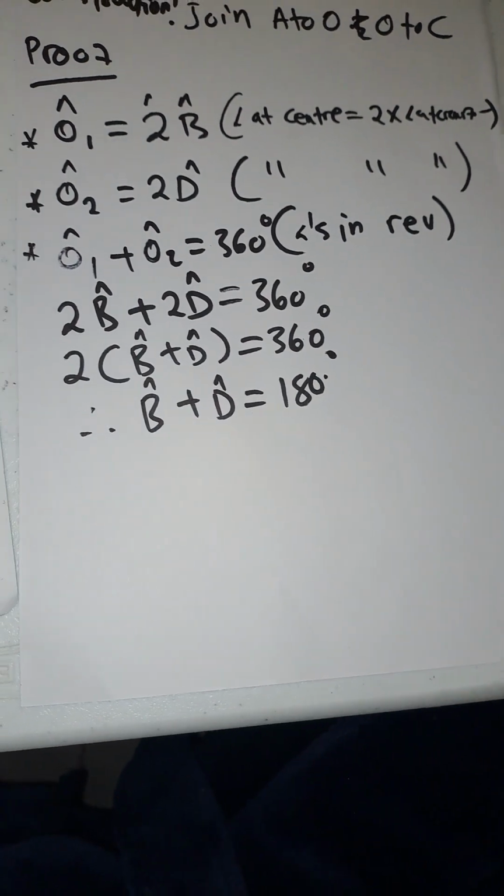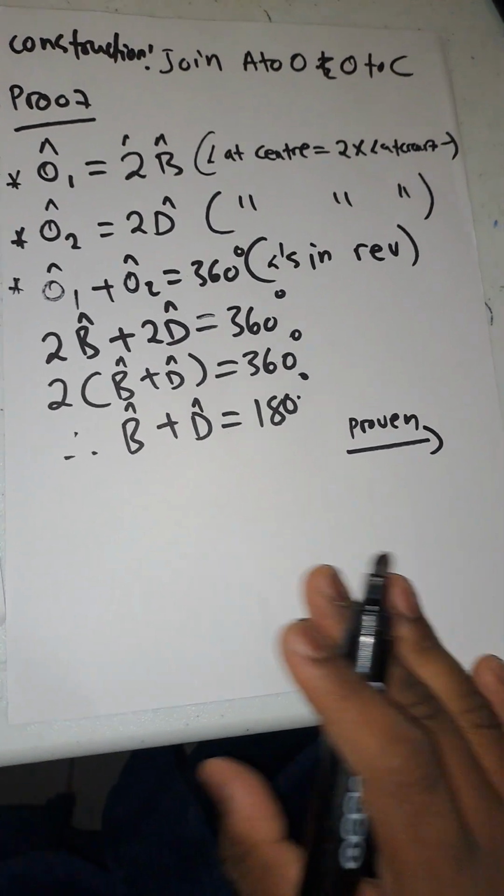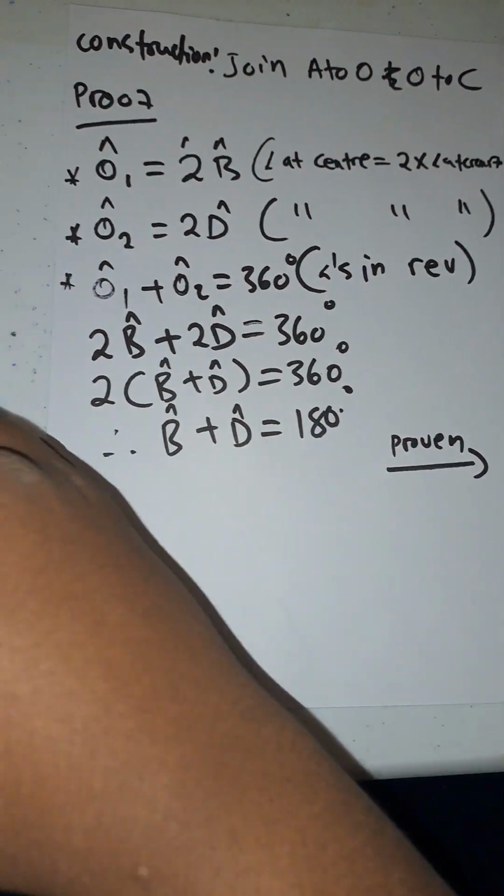360 divided by 2 is 180. Proven. Just like that. You see, you get your marks.